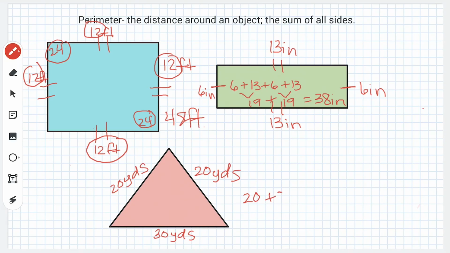20 plus 20 plus 30. 20 plus 20 is 40. 40 plus 30 is 70 yards. The perimeter of the red triangle is 70 yards.